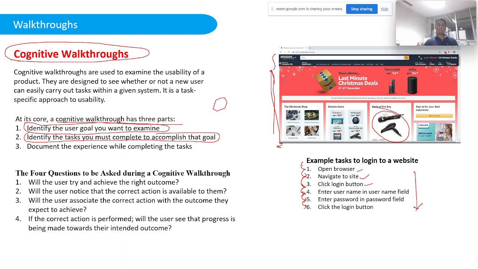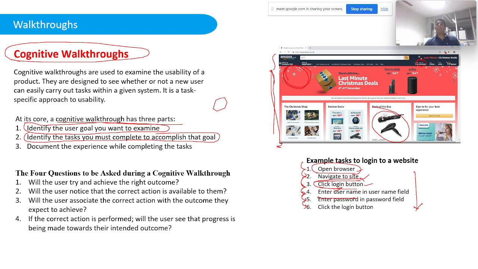Now what happens when you give the user this particular interface and the set of predefined tasks with an overall goal: the user first tries to open the browser. Okay, opening the browser was easy, then navigate to the site. So he will navigate and look for the login button. So click the login button. If the login button is here, then it is easy to recognize. However, if the login button is somewhere not here, then he will have difficulties in identifying where the login button is. Sometimes you may not have the particular term login, instead it will have the term sign in.